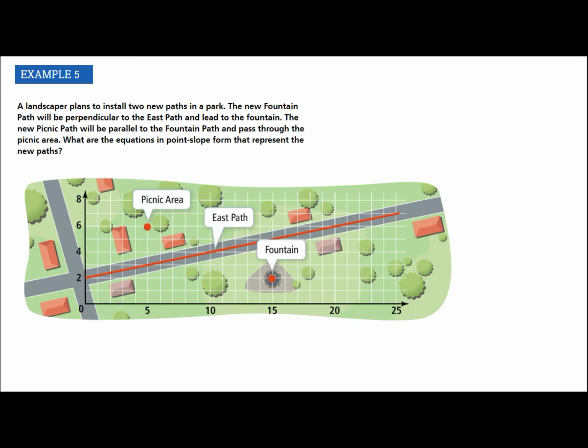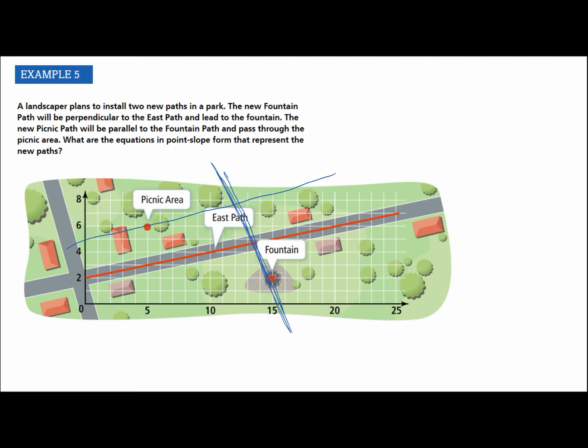All right, example 5. A landscaper plans to install 2 new paths in a park. The new fountain path will be perpendicular to the east path. So we're looking at something like this and lead to the fountain. The new picnic path will be parallel to the fountain path and pass through the picnic area. So we're going to see something like that.